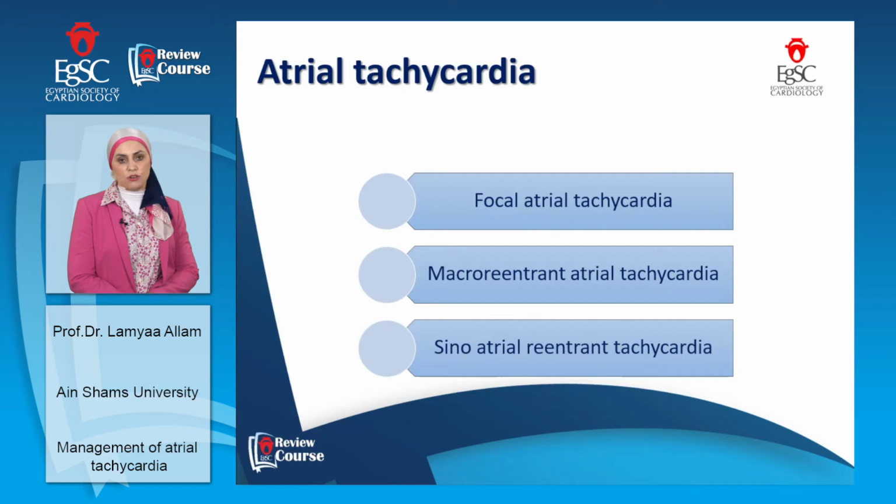What is the classification of the atrial tachycardia? Atrial tachycardia may be either ectopic or focal atrial tachycardia, macro reentrant atrial tachycardia, or sinoatrial reentrant tachycardia. I will not discuss in this session the macro reentrant atrial tachycardia because it is a part of atypical atrial flutters, which will be discussed later in a session about the atrial flutter. And I will concentrate in this session on the other forms of atrial tachycardia, the focal atrial tachycardia and the sinoatrial reentrant tachycardia.